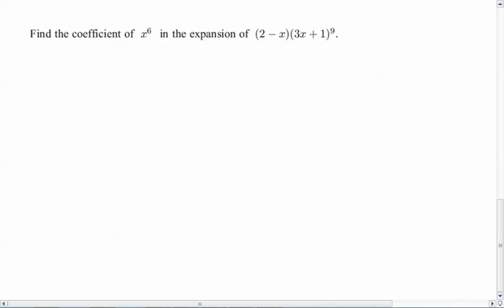Alright, this is going to be my last video for now, but I'm just going to show you how to do it when you actually have two different binomials. Because this actually means that you're going to probably have two different pieces that are going to have to be put together, because you're going to have two different ways of getting that x to the sixth. Alright, so let me just show you first how I would do it.